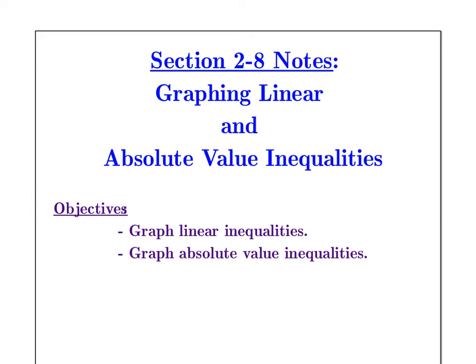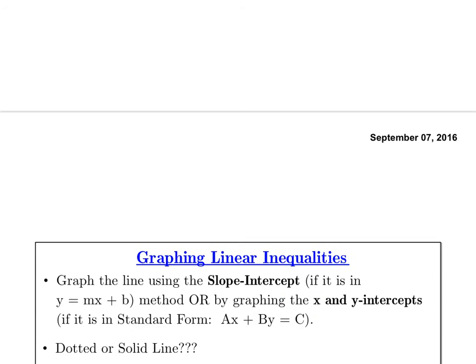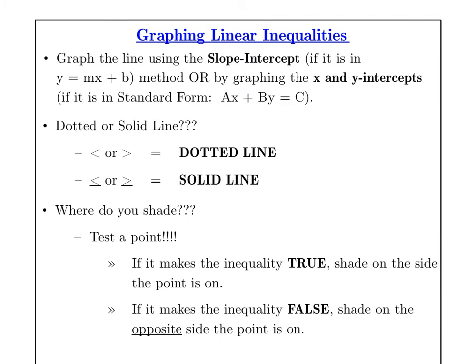Section 2.8 is on graphing linear and absolute value inequalities, and we'll go over some examples of both. Okay, so first, if you're going to be graphing linear inequalities, first put the line into slope-intercept form, which is y equals mx plus b, or you can graph it by using the x and y intercepts if it's in standard form. If it's not already in standard form, I would probably go ahead and just use slope-intercept form.